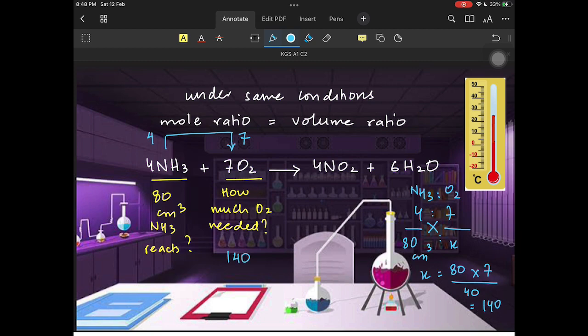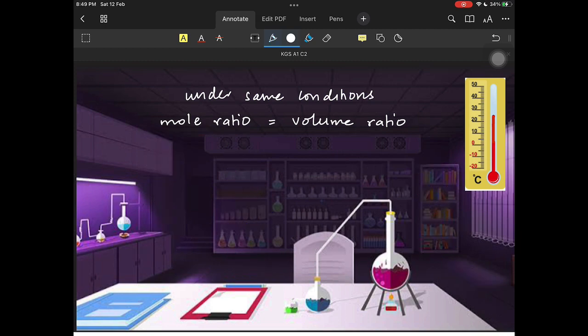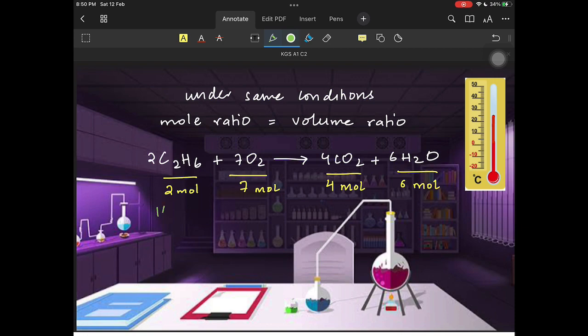So it's really simply 140 centimeter cube without the need of any molar calculations. Let's try one more. 2 moles of ethane react with 7 moles of oxygen to produce 4 moles of carbon dioxide and 6 moles of water. We just balance it. So we know if 16 centimeter cube hypothetically of ethane is reacting, 16 centimeter cube is a hypothetical value, and someone asks me how much carbon dioxide could be produced.